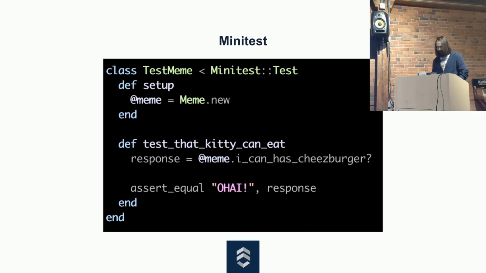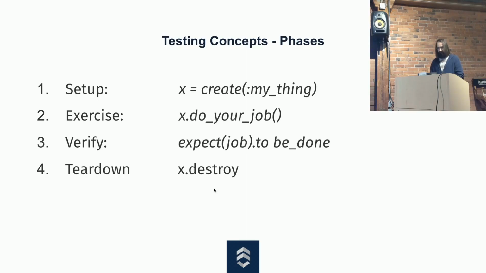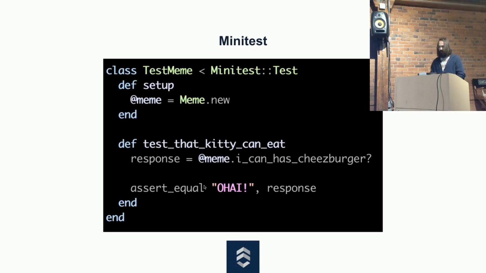That's the point. Okay, Minitest. So this is a really simple example of Minitest. They have two separate syntaxes. This one is called the test syntax. You can see here we have that setup phase that we talked about, and it's really straightforward. They call it setup, so you know what it's doing. You can see here we have our exercise step, which is calling ICANN has cheeseburger. This is from their docs. They're funny. And then we have our expectation. What is that step called? Or verification, sorry, the verify step, where we assert that the response is equal to what we expect.